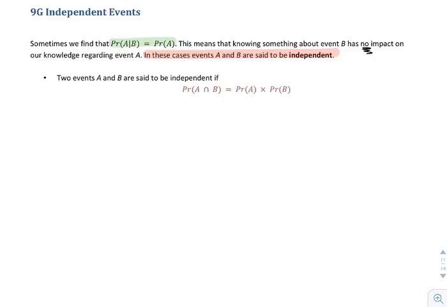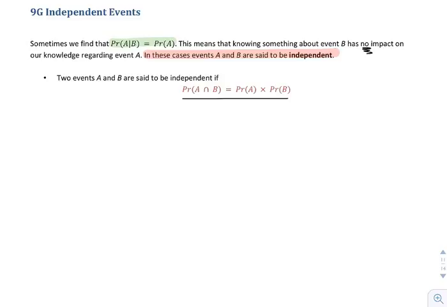So when we find that the probability of A given B is equal to just the probability of A, then B has no impact on A, and hence they are independent. If two events A and B are independent, then something we can get out of this is that the intersection of A and B is going to be equal to the probability of A times the probability of B.